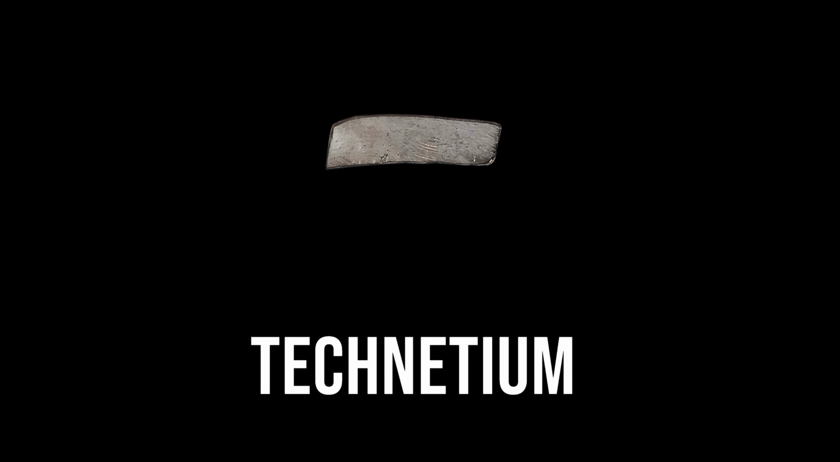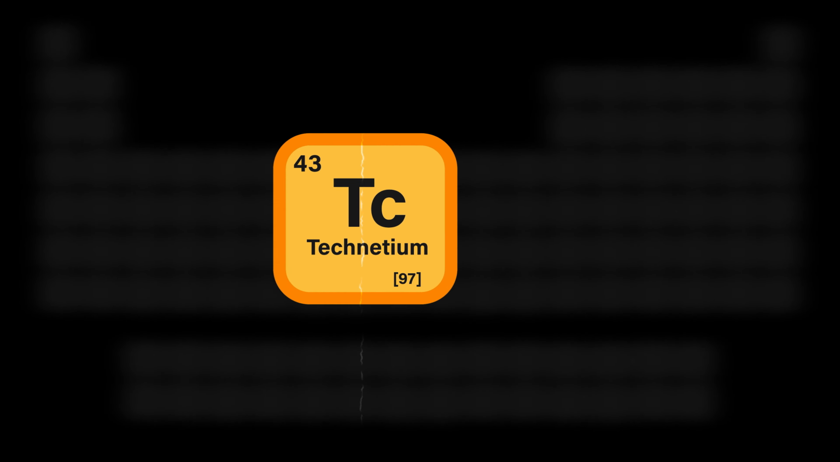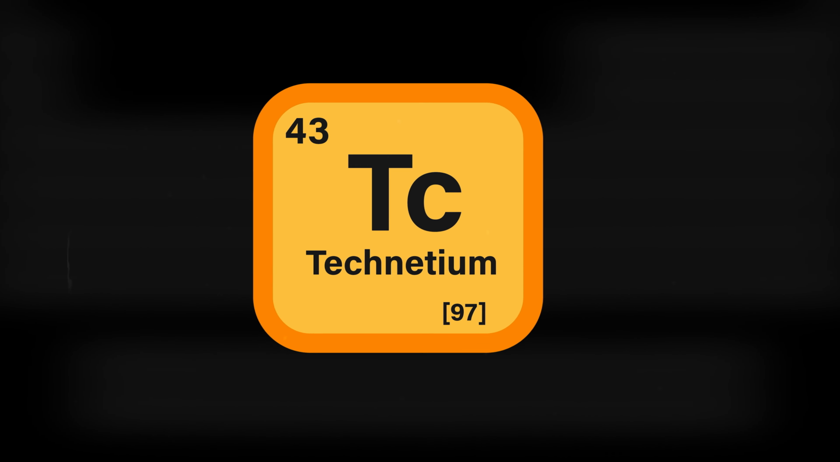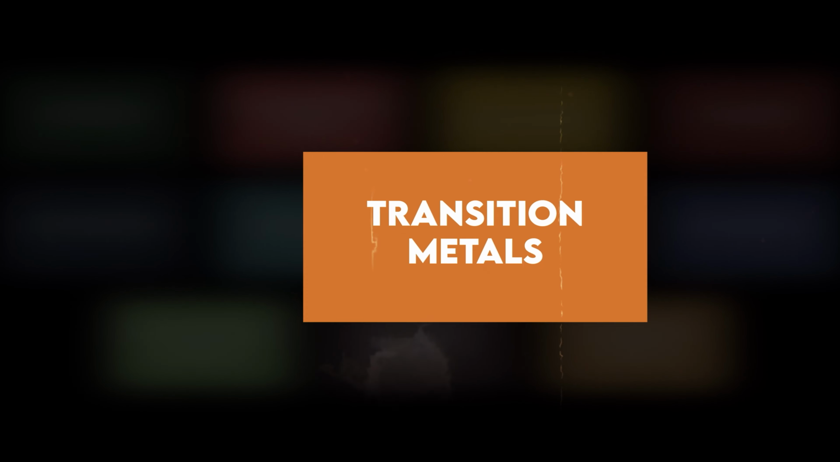This is technetium. Technetium is a chemical element with the symbol Tc and atomic number 43. Technetium is a fifth row transition metal in group 7 of the periodic table. It has a melting point of 2157 degrees Celsius and a boiling point of 4265 degrees Celsius. At room temperature, technetium has a density of 11 grams per cubic centimeter.